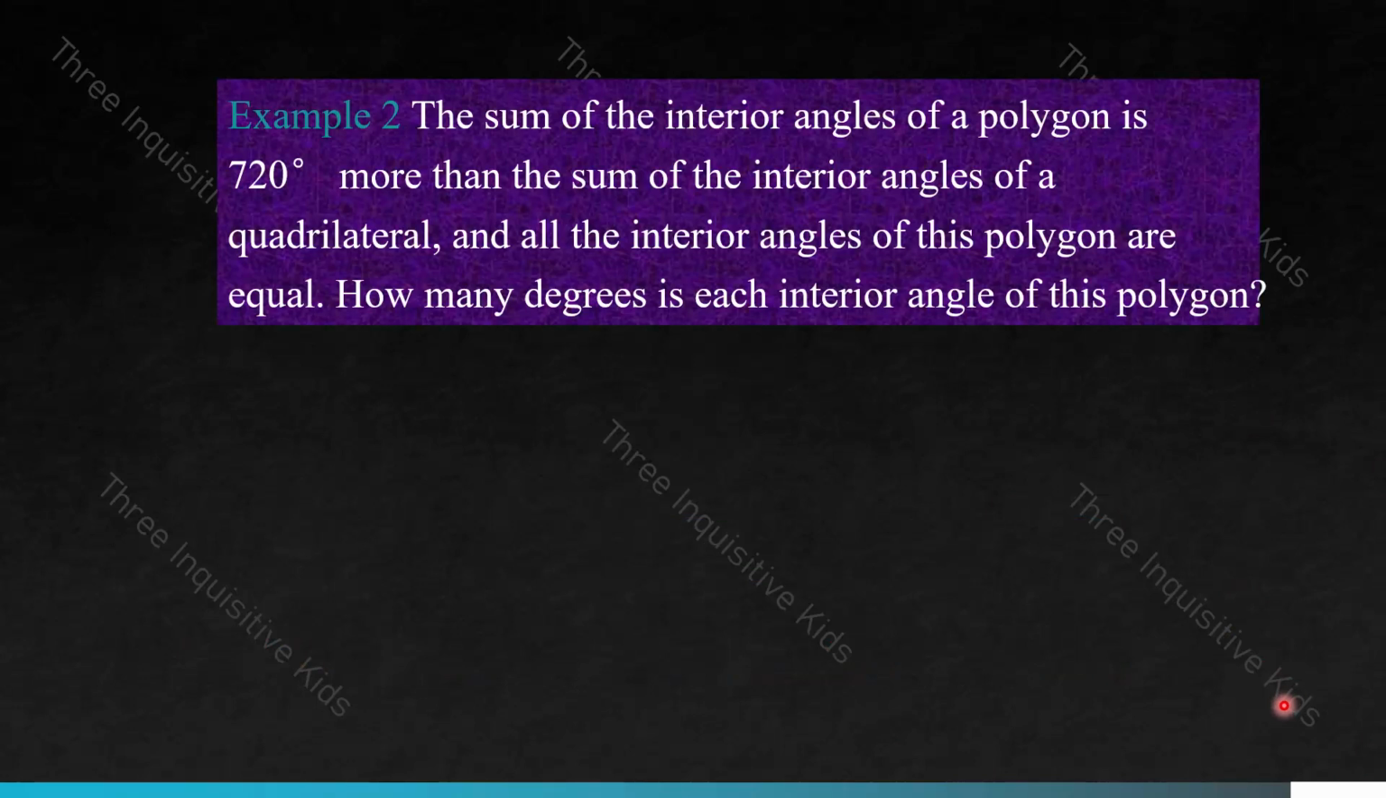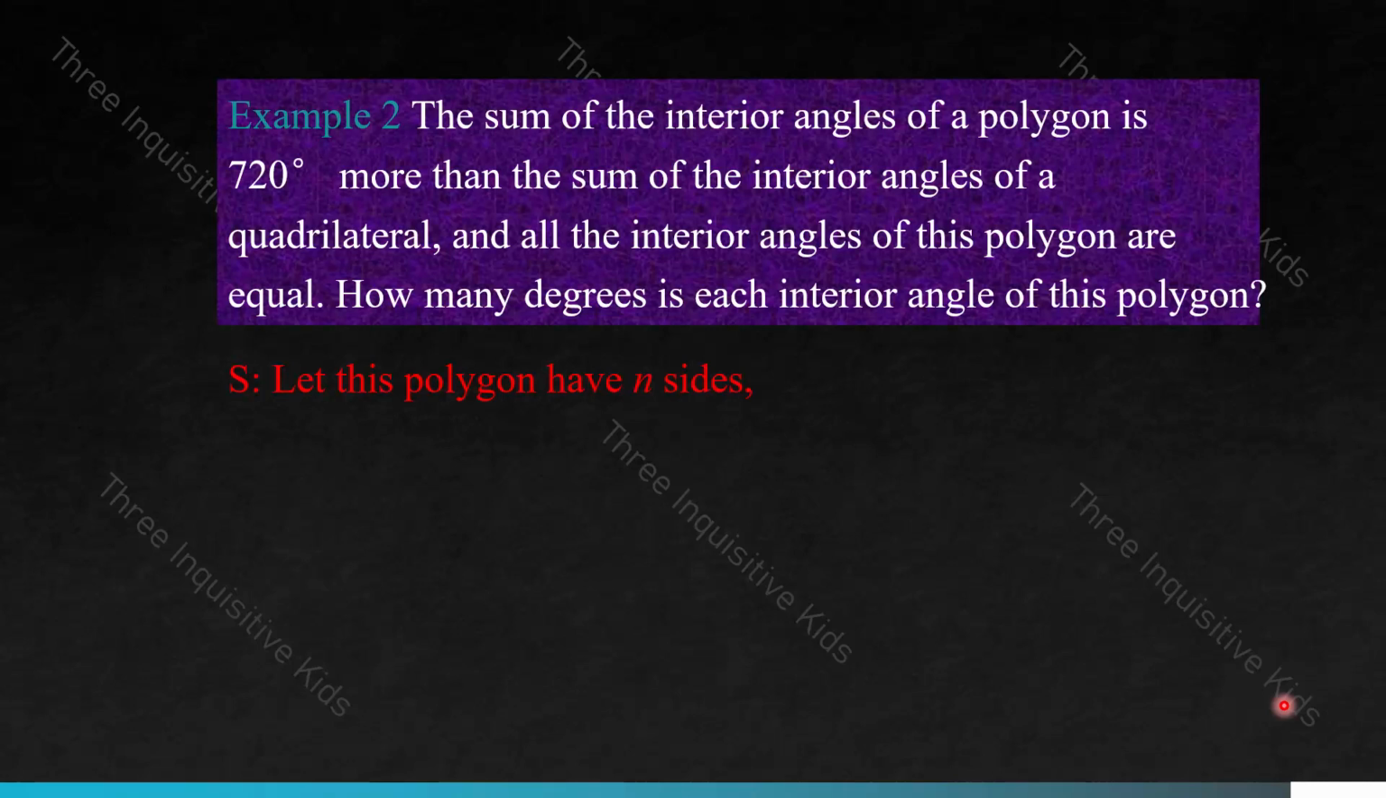Now let's do a problem. The sum of the interior angles of a polygon is 720 degrees more than the sum of the interior angles of a quadrilateral, and all the interior angles of this polygon are equal. So how many degrees is each interior angle of this polygon? Now pause the video and use the formula we just learned to help you solve this problem.